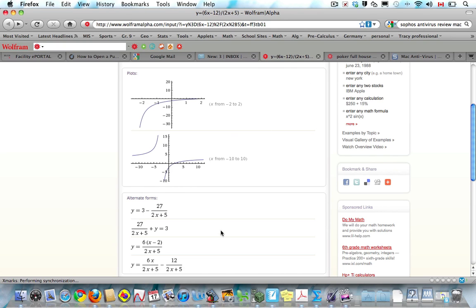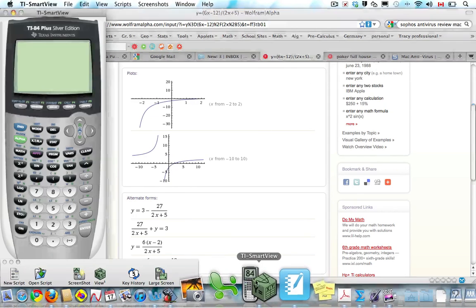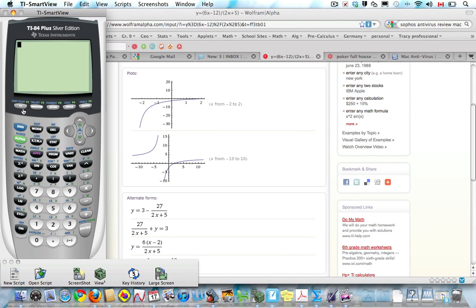The other thing you can do is graph it on your calculator. I turn my calculator on, turn the graph on, and take a look. Now, this line here is just the calculator not understanding how to connect the points. But there you see what the shape of the graph looks like. This wraps up graphing rational functions.